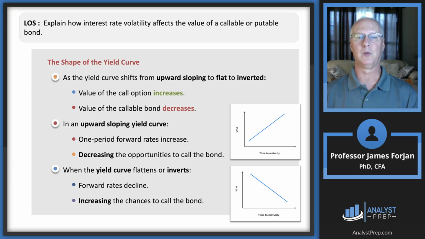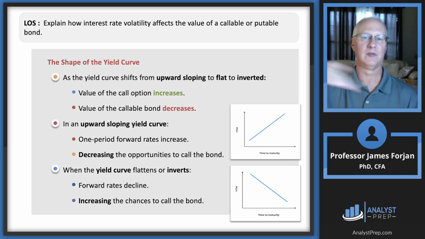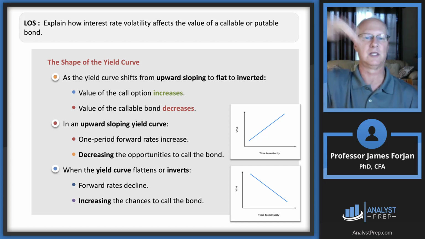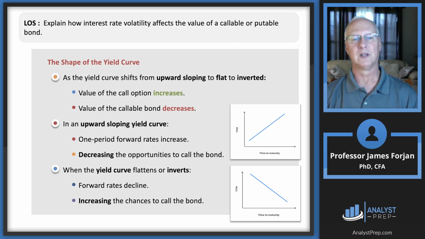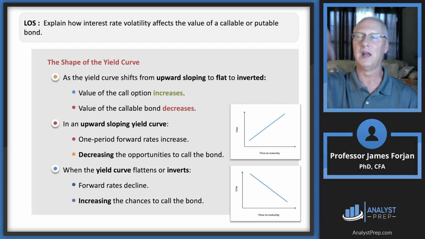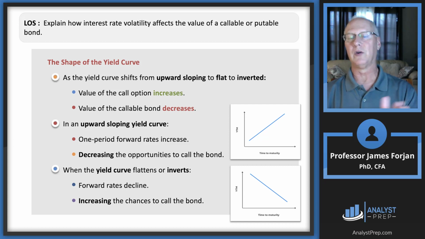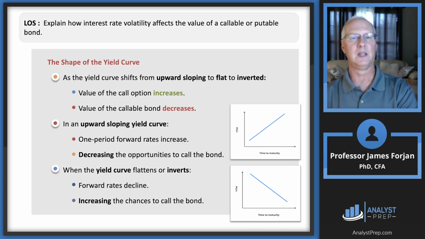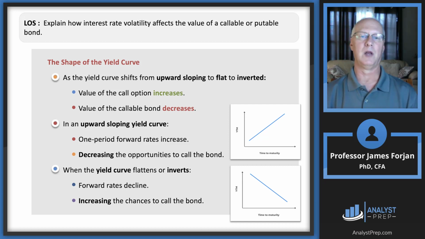In an upward sloping yield curve, what this means then is that those forward rates are probably going to be higher. Remember, the spot curve looks like this, and the forward curve looks like this, right? It's above it. So that's going to provide for decreasing the opportunities to call the bond because interest rates are expected to rise, right? But when the yield curve flattens, or if it shifts to being downward sloping, then there's an increase in the chance that the bond will be called.